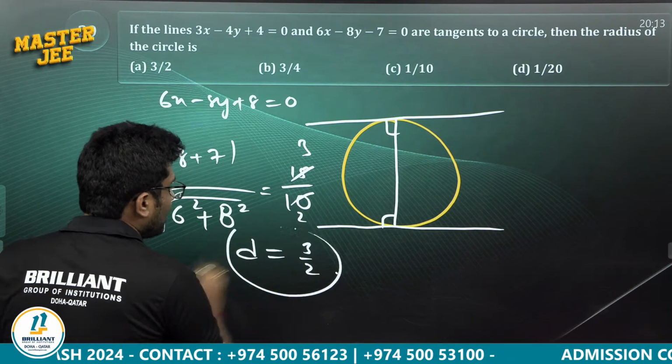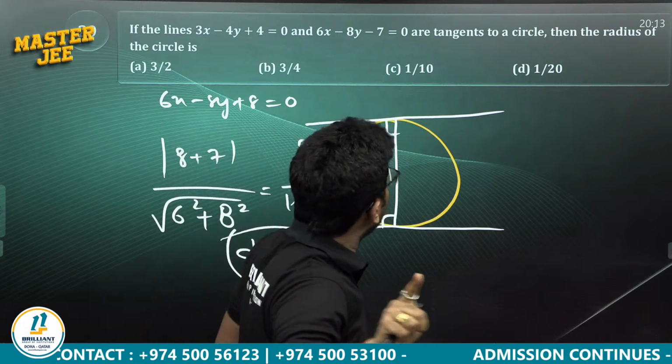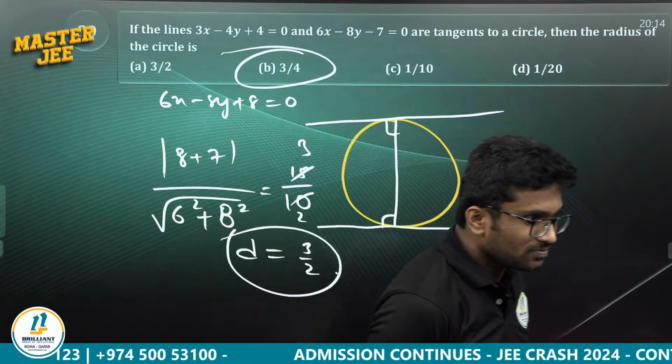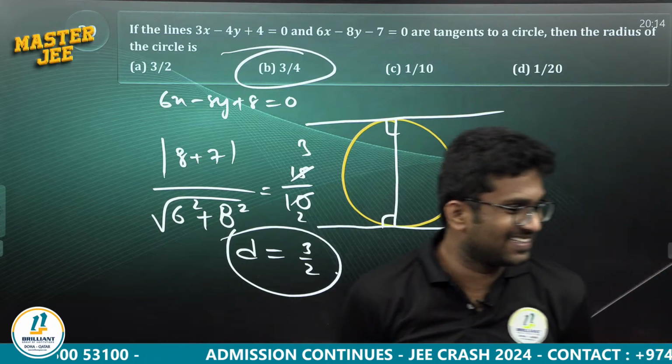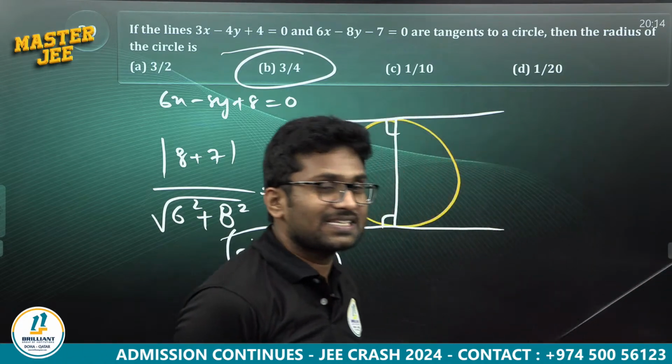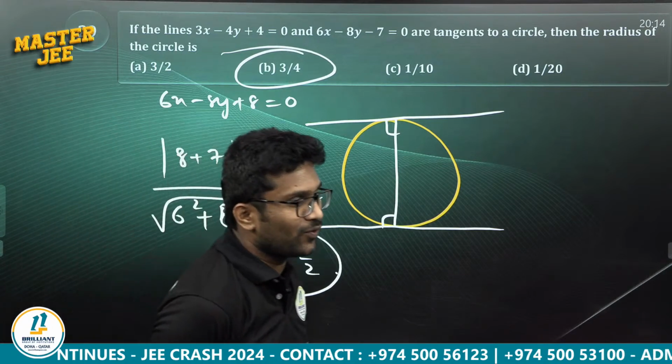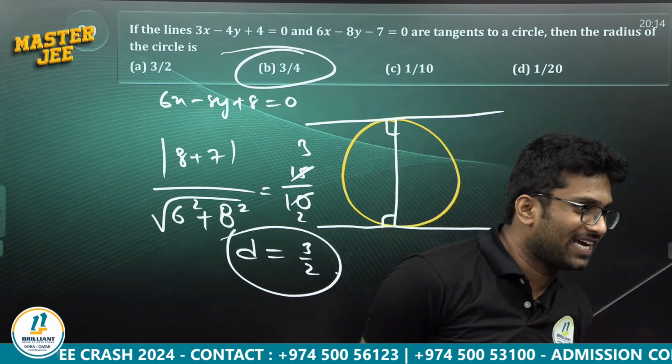But this is our diameter. Diameter is 3 by 2. They are asking us to get the radius. Now they are asking us to find only the radius. So radius will be 3 by 4, half the diameter.